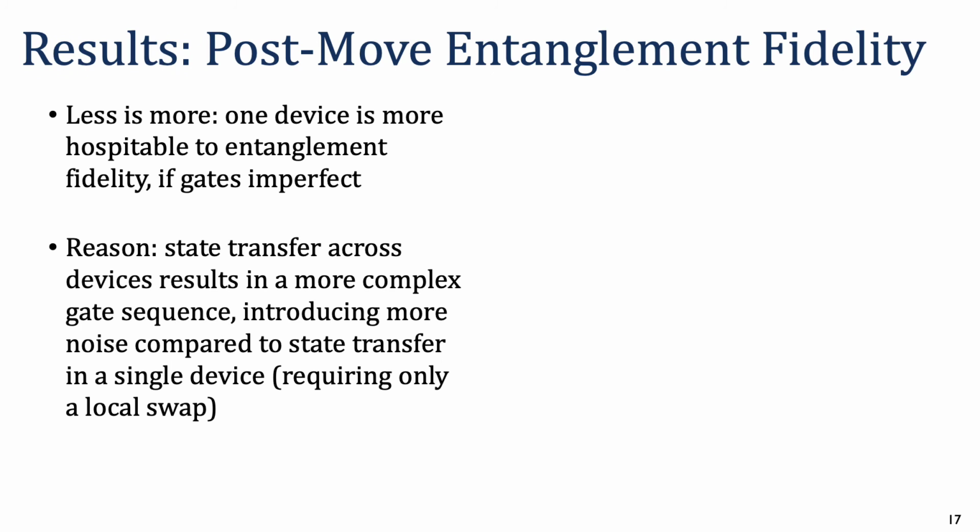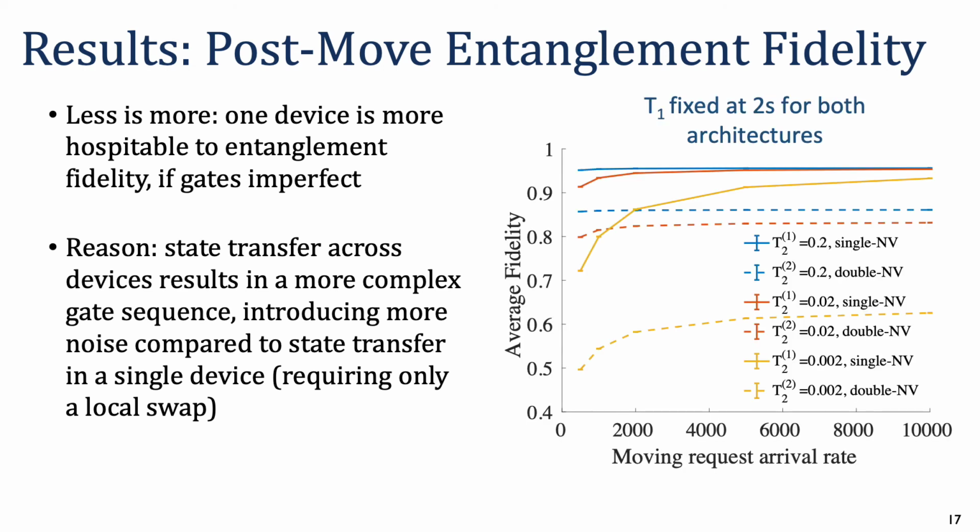Now, we take a look at the post-move entanglement fidelity. As already mentioned, the inter-device interface in the double-device design is not very hospitable to entanglement, especially when the gates used to implement the state transfers are imperfect. For this reason, we observe that the single-device architecture actually fares better in terms of post-move entanglement fidelity, and we can see that in the plot I'm showing here.